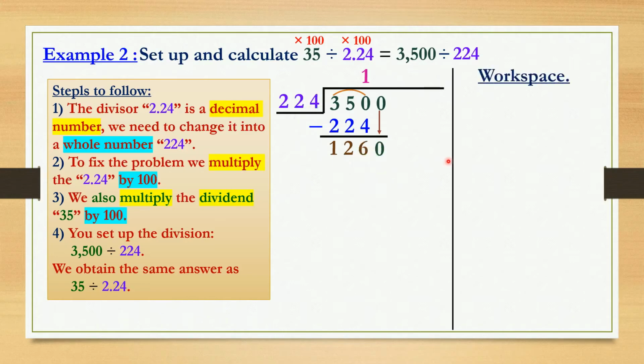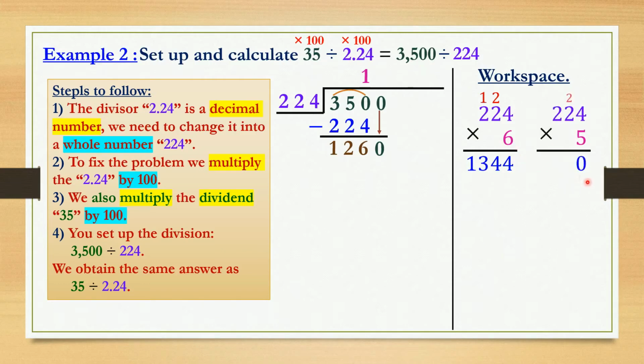Now let's check on the scratch paper. If 6 is correct, we multiply 224 by 6 and we obtain 1344, which is greater than 1260. So this is wrong. We try the 5. 224 times 5 is equal to 1120. It's less, so it's correct. So we write 1120 and we write 5 in the quotient, and the remainder is 0, 4, 1, 0.